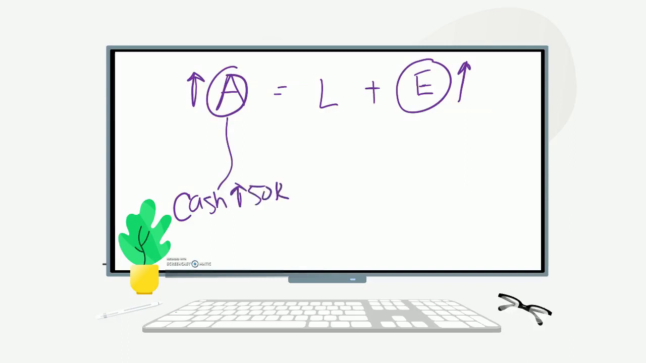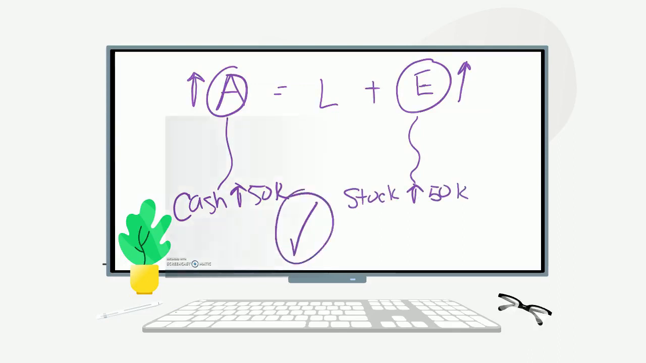For the equity, this was an owner investment. As a corporation, our owners are stockholders. So, additional investment is in the form of shares of stock. Therefore, the stock account increased by $50,000. You did it! You analyzed a business transaction.